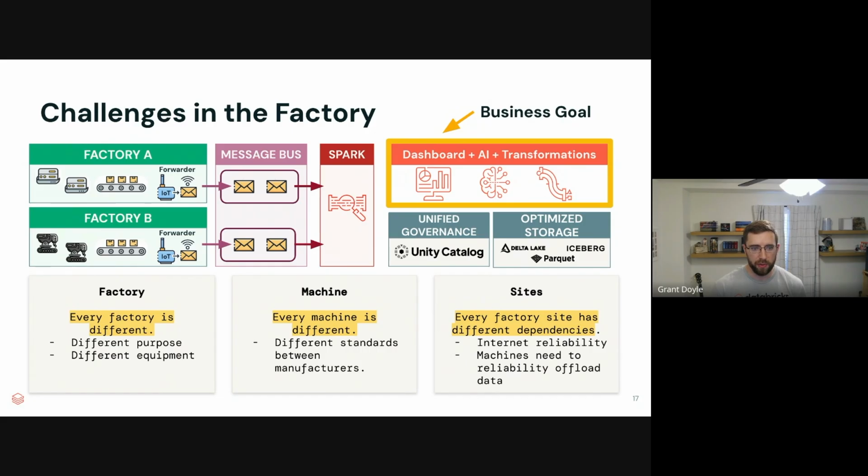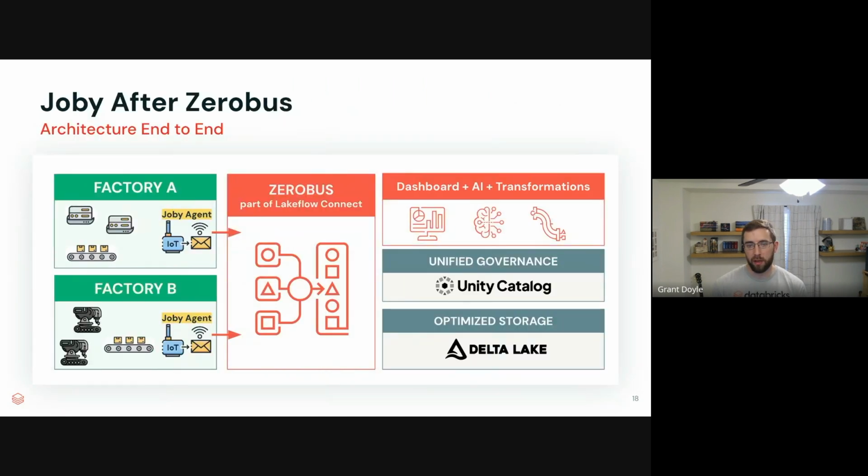There are different standards between each manufacturer, and they needed a client that could simplify all of this and event that data out into the Lakehouse. And they were able to do this with Zerobus. They wrote a very flexible client that was able to accept all of the different producing APIs within their factories and event that data into the Lakehouse in a very simple and scalable way.